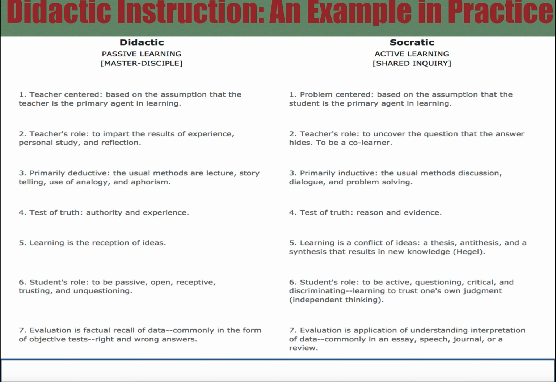Whereas in Socratic, the evaluation would be the application of understanding and interpretation of the data. So I might say, what did you understand from the teacher? To see the distinction between didactic and Socratic, I'll engage you in questioning to see what you understand. Whereas didactic is more like, did you produce the information I asked you to? So again, take notes here, write down the key information to distinguish between didactic and Socratic.